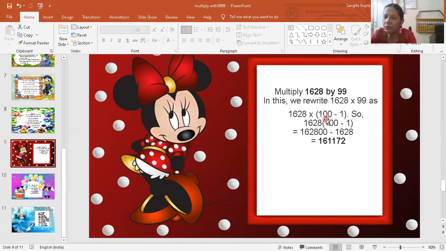And why are we doing this? Because if you multiply any number with 100, that is easy, as you only have to put 2 zeros. That is why we are using this trick. And multiplying a number with 1 is also very easy. So 99 equals 100 minus 1. You have to multiply 168 with 99, so in place of 99 I'm writing 100 minus 1. If you multiply 168 with 100, you will get 16800. Then minus, and you multiply 168 with 1, which equals 168. Now simply do the subtraction and you will get the result. This is very easy for you to do.